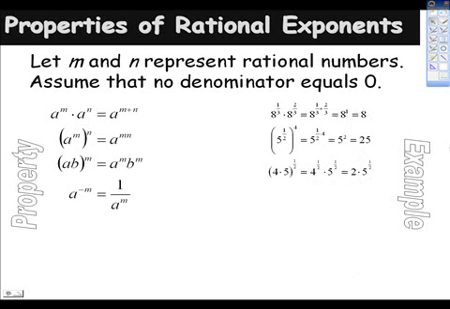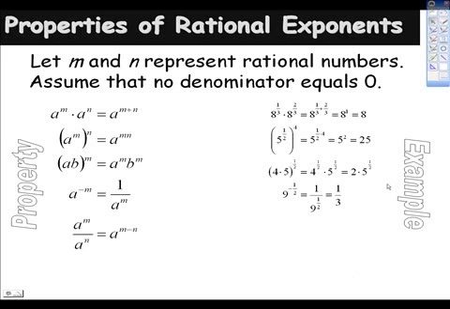A to the negative m is the same as 1 over a to the positive m. Remember, this negative sign, all it does is move the a across the fraction bar. Once it's done that, it's done its job, and it becomes positive there. An example: 9 to the negative 1/2 is the same as 1 over 9 to the 1/2. Remember, this is just root 9, or 3, so the whole thing just becomes 1/3.